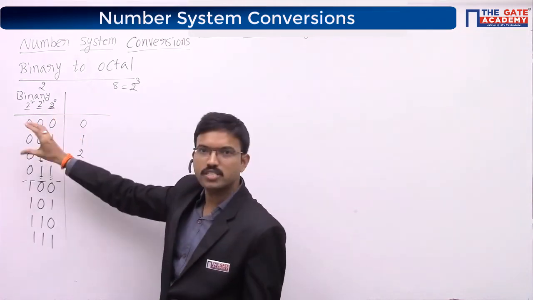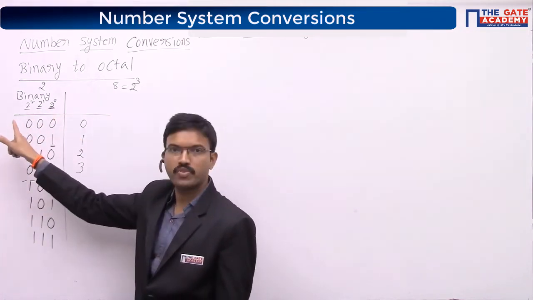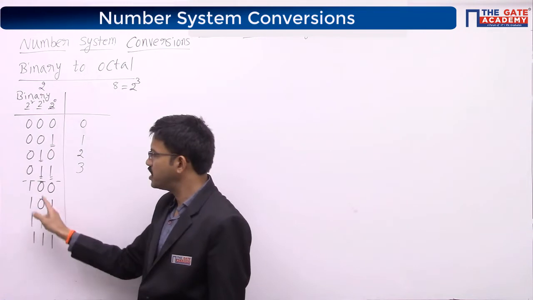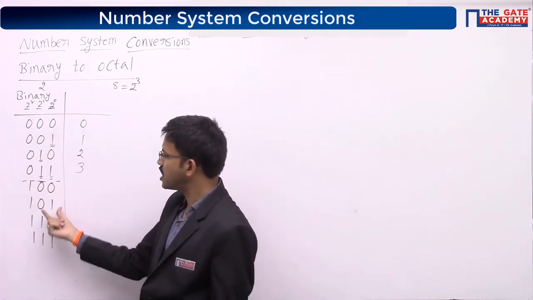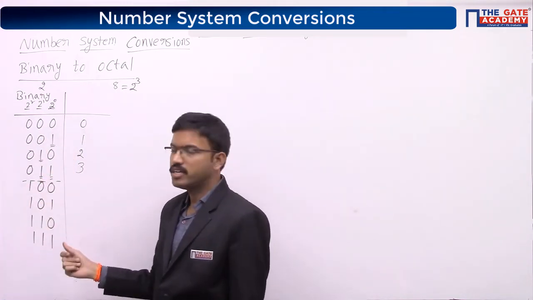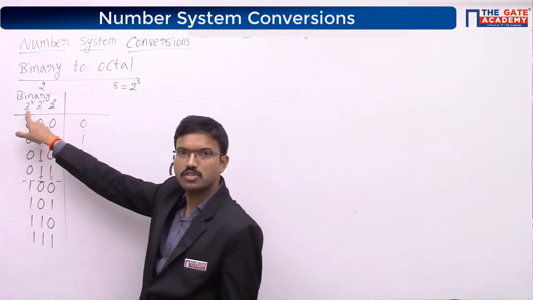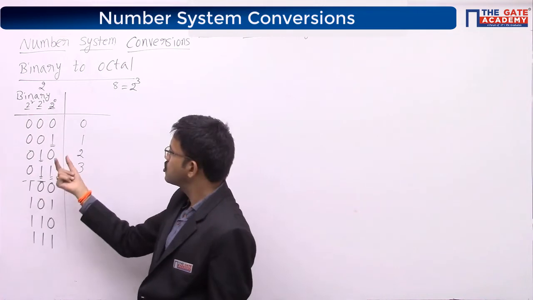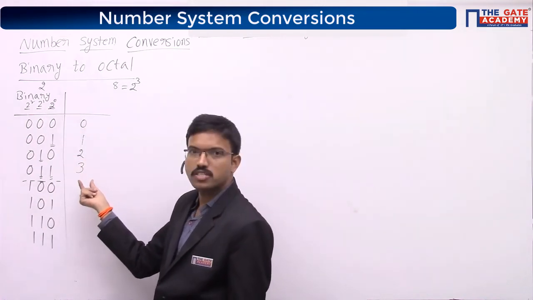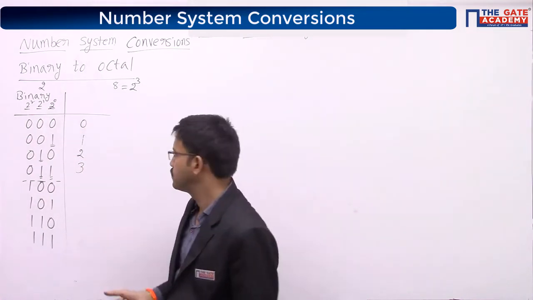In the first four combinations, the MSB bit is 0. Here the MSB bit is 1, and the remaining bit combinations are the same, 0 0 to 1 1. Now the bit value is 1 here, and its corresponding position weight is 2 square, that is nothing but 4. So just add 4 to these four combinations, and you will get the resultant value here.